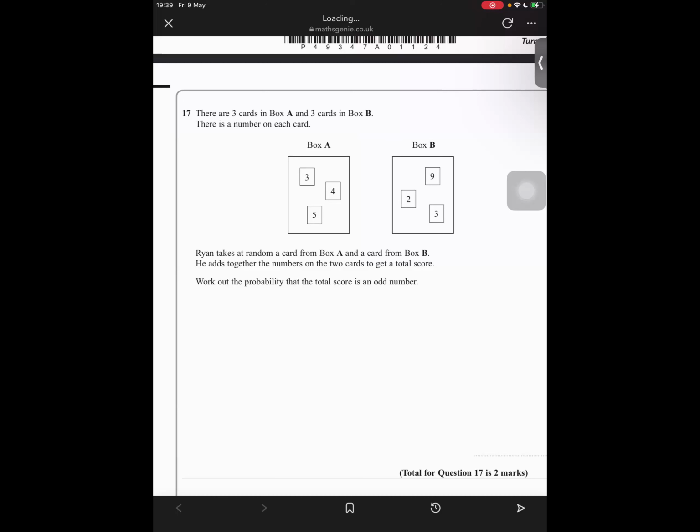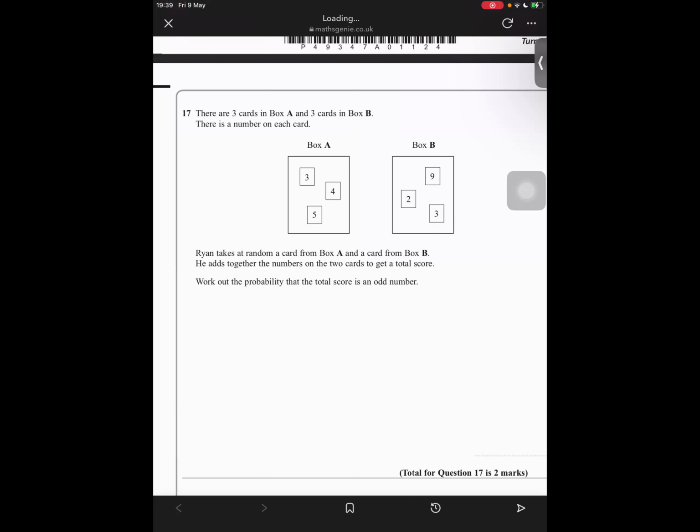Finally, you could have done 5 and 9, 5 and 2, or 5 and 3. That's the third possibility, making it 9 altogether, isn't it? Yes. Good. Now, take note, that 9 is your denominator for the probability. That is the number of possible outcomes.